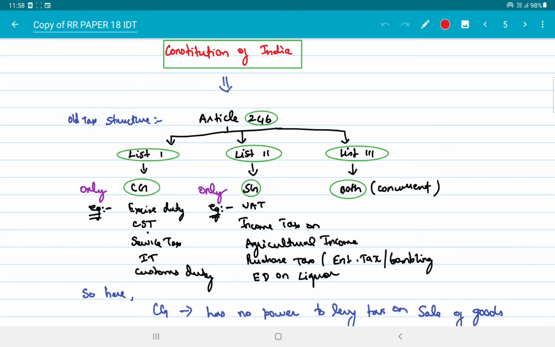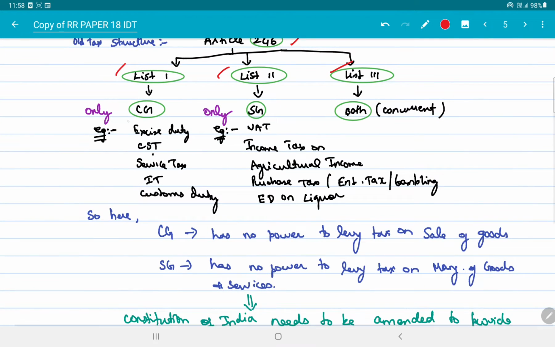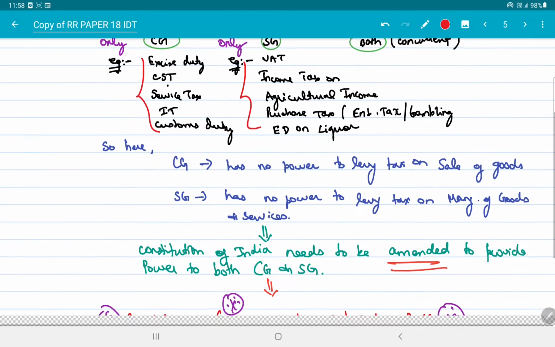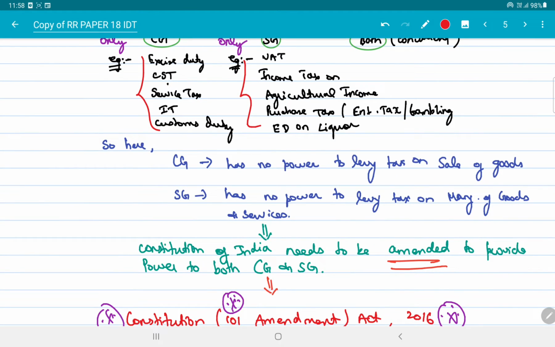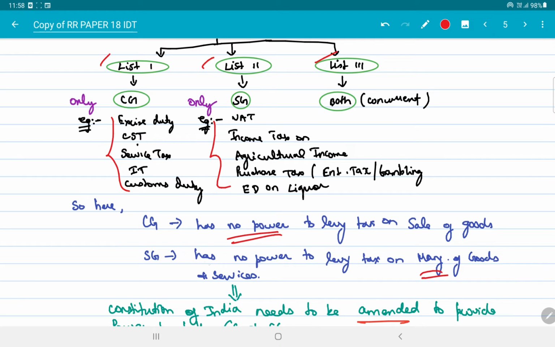See, earlier in Article 246, you had List 1, List 2, List 3, all intermediate level. All the taxes were accordingly levied under List 1, List 2, List 3. So here what happened, if you see, there was a sale of goods where only the central government had power. If there is any sale of goods, the central government has no power to levy tax on the sale of goods. When there is a manufacture of goods, the state government had no power to levy tax.